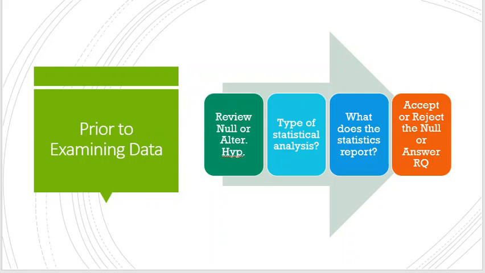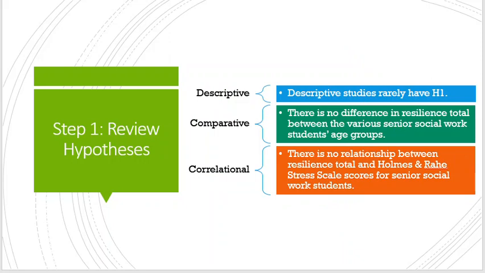So I'm going to go through these steps one by one. First, let's review the hypothesis. Our descriptive was, we were looking at the categories of data, whether they fell into the 1 to 150 or 151 to 299 categories. Descriptives rarely have a hypothesis. So we're looking at the comparing.